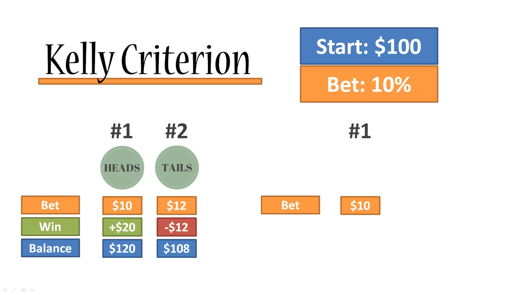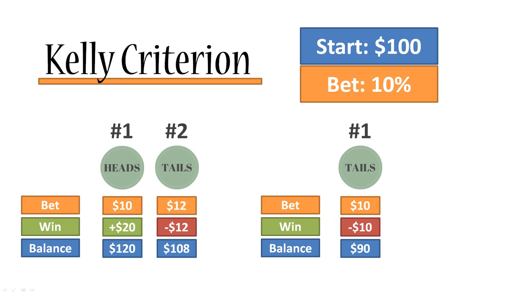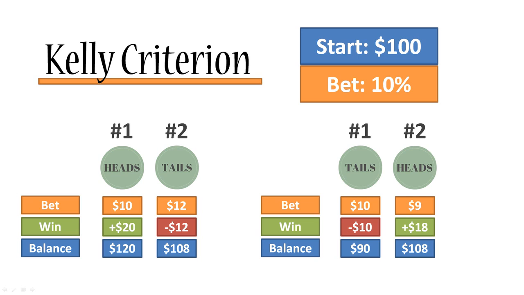So we're starting this whole game again. We have $100 on our account. We bet $10, and the first one was tails. We lose $10, and now we have $90 on our account. Now on the second toss, we're betting $9, which is 10% of our current balance. It's heads, and we're going to win $18. And so now our balance is $108. So as you can see, in both cases, we've gone from $100 to $108. And it doesn't matter whether it was heads and then tails or tails and then heads.